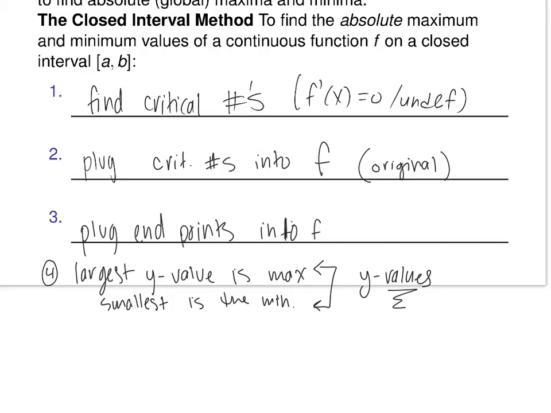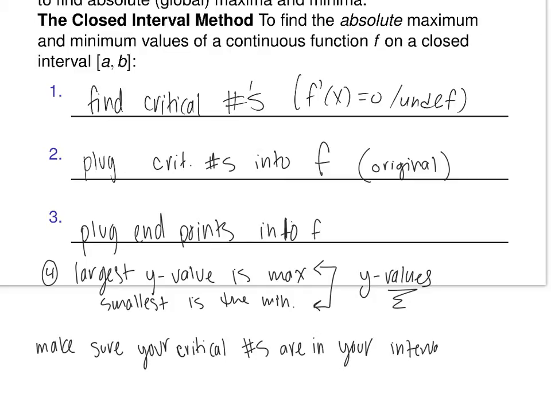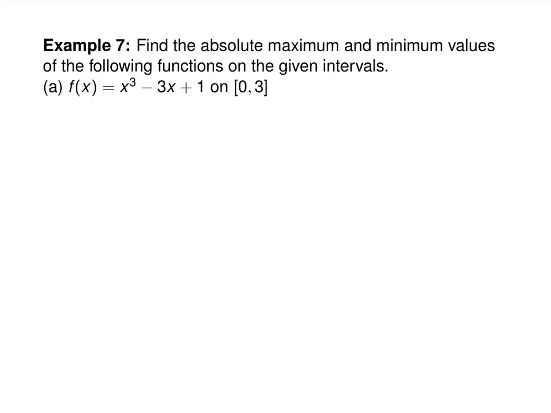Evil multiple choice test. And one more thing to watch out for. Make sure your critical numbers are in your interval. That might seem sort of silly, but you could have the derivative being 0 somewhere outside the interval you've been given. So just make sure that when you find them, they must be in between a and b. And if one happens to be an endpoint, lucky ducky, you only have to test it once. Clear as mud. Really? Mud? No. Silty water.